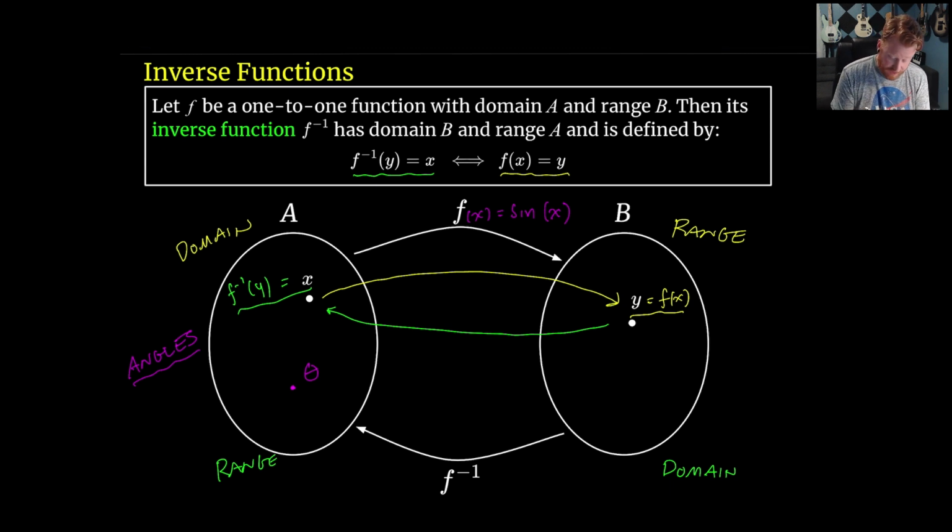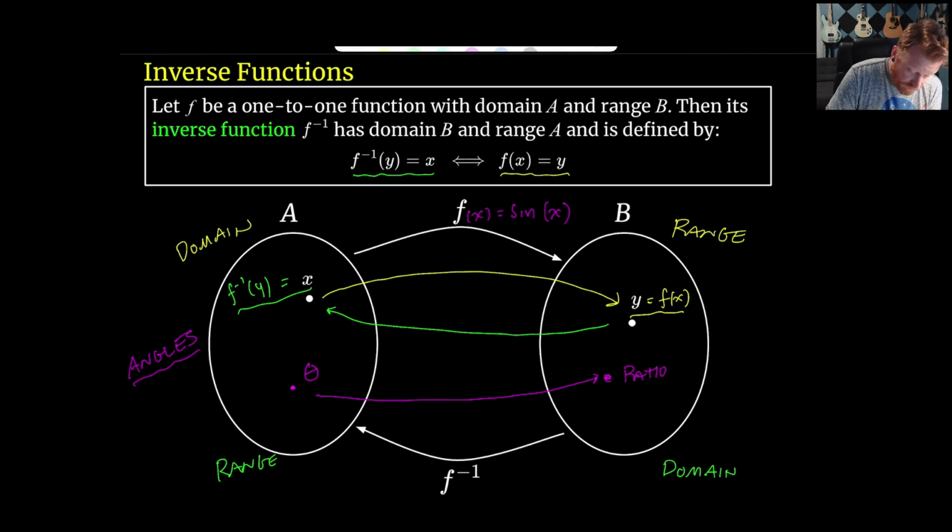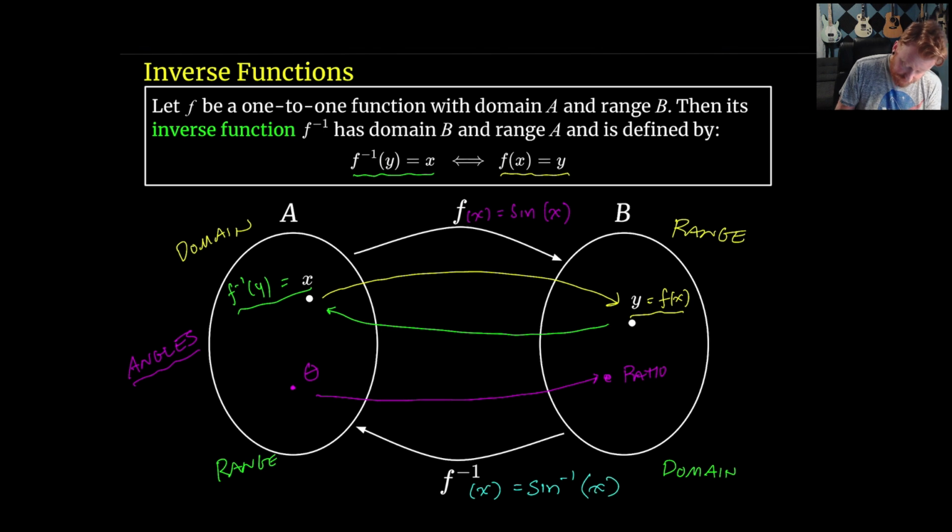But that's kind of the punchline here of what I'm trying to talk about, that we would take some angle and it would send it over here to some other value that is a ratio. So that is what our f function, our sine function, is doing: it's taking some angle theta and mapping it to some ratio in the range. But what we want to start looking at is trying to find some inverse function, so something that we could call the sine inverse of x, that would take our ratio and map it back to find this angle theta.